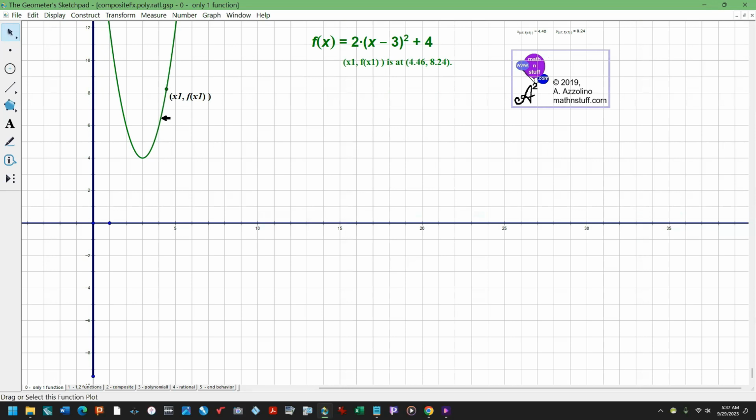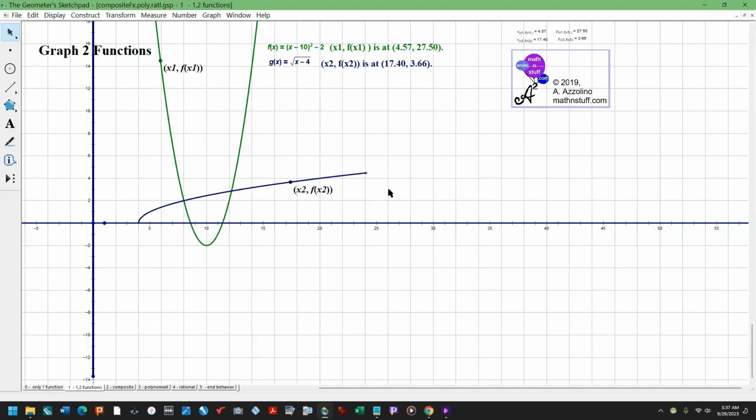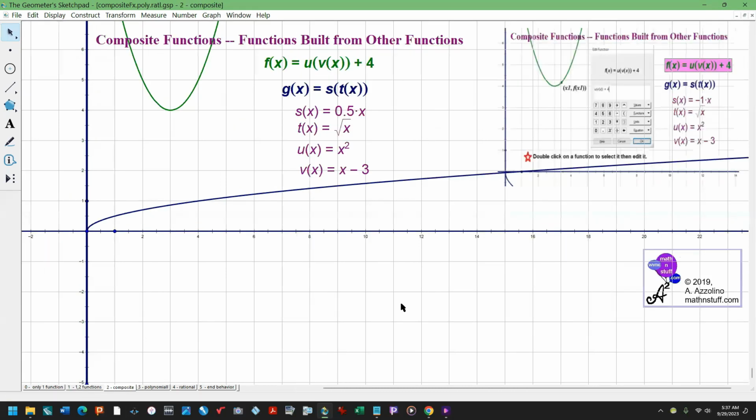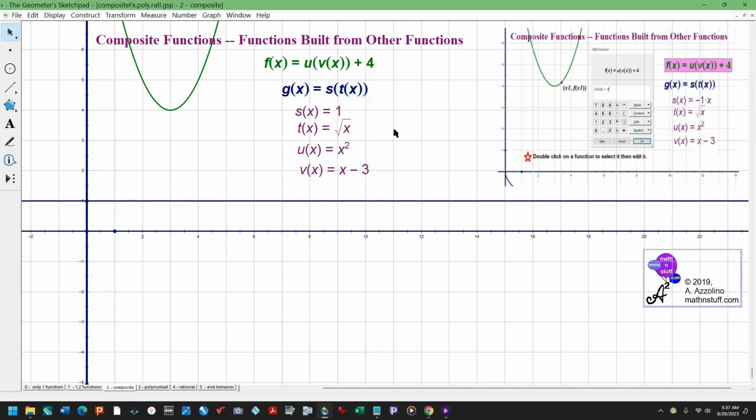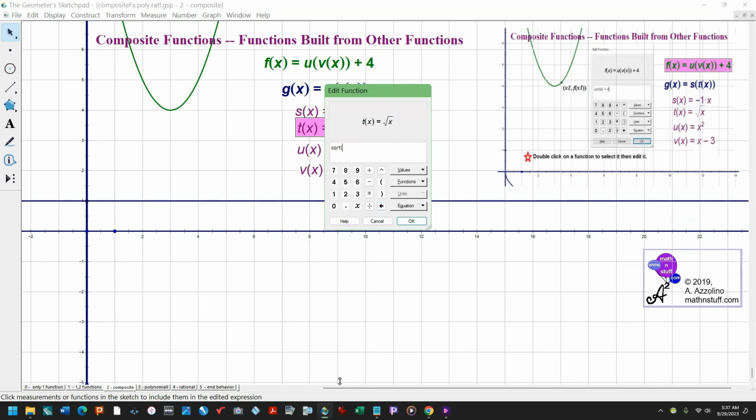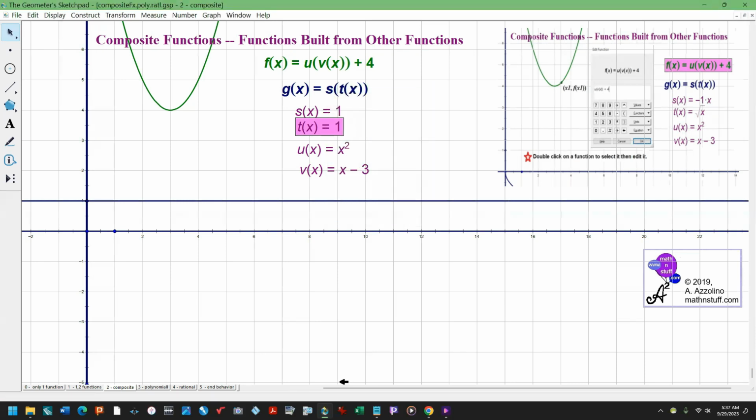Okay, 1 function, boring. 2 functions, more interesting. I can edit them. Composition gets good here. I have it laid out for as many as 4 functions. I'm going to make all these 1. Let's leave the x squared. Let's leave the x plus minus 3. So that should give us an x times an x is a cubic.